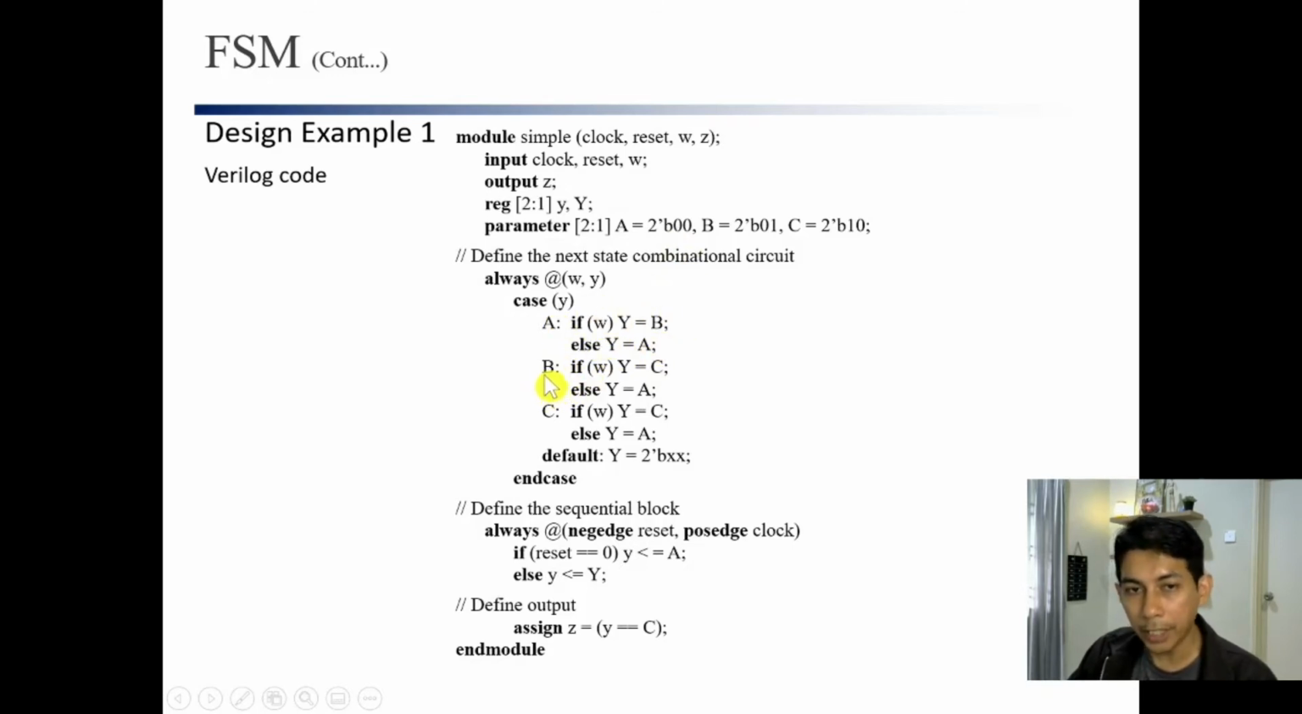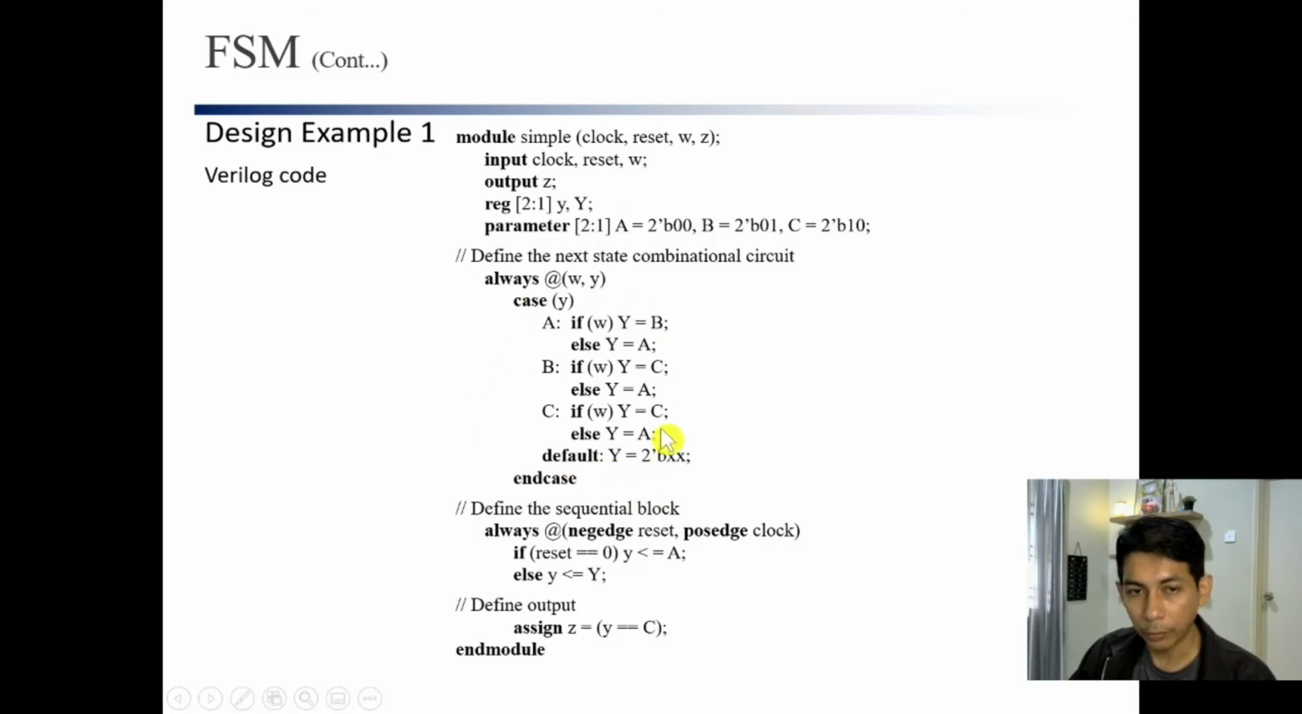And if we are at state B, or 0 1, meaning the state of the finite state machine is 0 1, if W equals 1 we go to C, which is 1 0, so the output of the next state combinational logic is C. If W equals 0, we go back to A. If we are in C and W equals 1, we remain at C, and if W equals 0, we go back to A. For the others, the last one, we don't care.